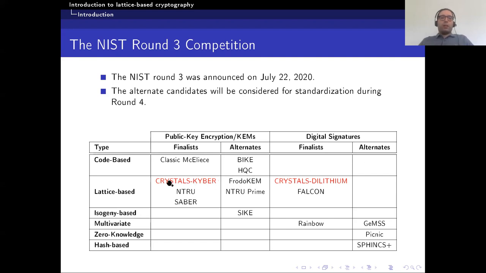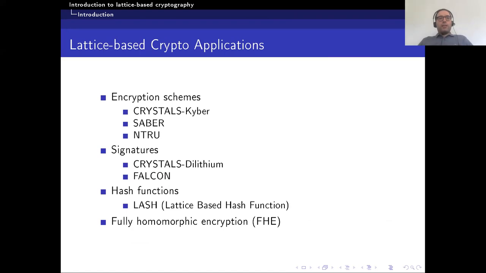In this presentation, we will focus on Crystals-Kyber and its specification and architecture, which is a lattice-based post-quantum scheme. The lattice-based crypto scheme can be used in different applications, such as encryption schemes. We see that these three approaches are lattice schemes and can be used for generating a shared secret key between two parties, and you can use it for encryption and decryption of the data. It can also be used for building digital signature algorithms, for example, Crystals-Dilithium or Falcon, two lattice-based schemes which can be used in signature applications.